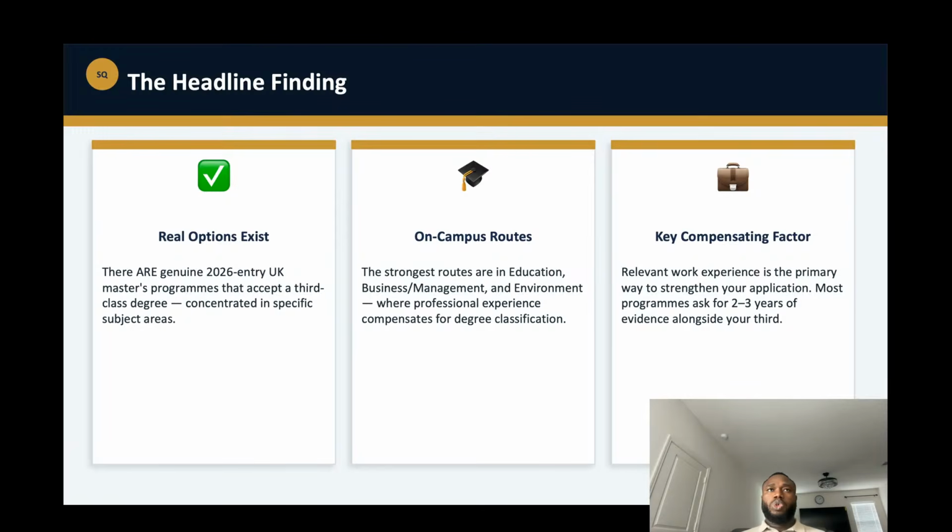So if you have, let's say, a third class degree, one thing you can use to compensate for that is that you've gone ahead to work in the industry, and you have evidence to back that up. You have letters of recommendation that you can provide from where you're working, and the work experience is also relevant to the program you want to do in the UK. Ideally, most programs will ask for 2 to 3 years of work experience, and you need to provide evidence in that regard.